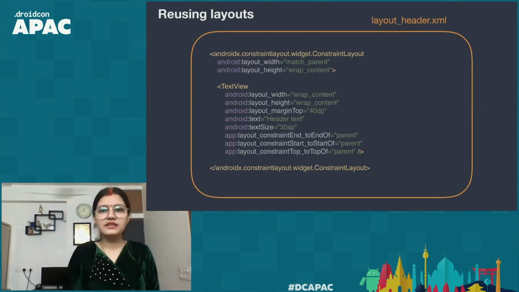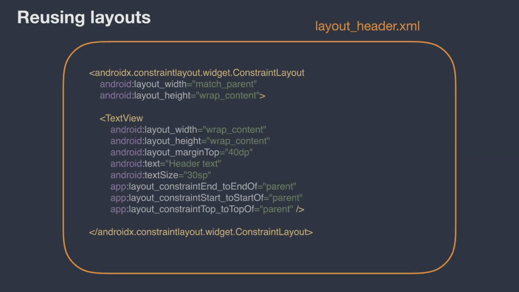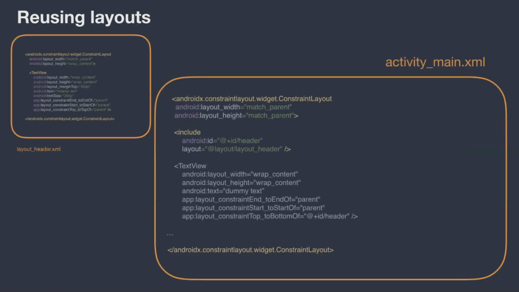Another thing that most of us do in our code is reusing layouts, which is a very common use case for all mobile applications. So this is how we generally reuse layouts in our application. As you can see, it is just a very simple layout header, with a text view having header text. This is how we usually include it in our activities. In activity main, I just included this layout header and then there are some other views below this.